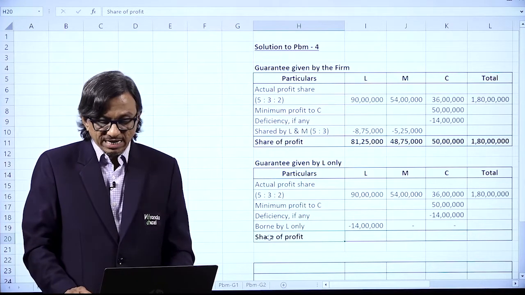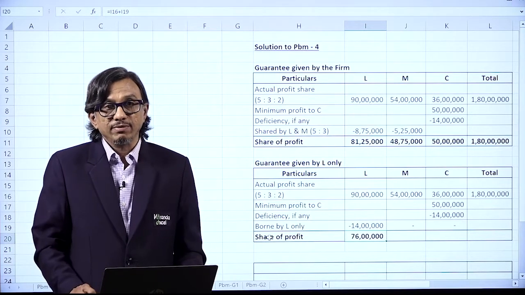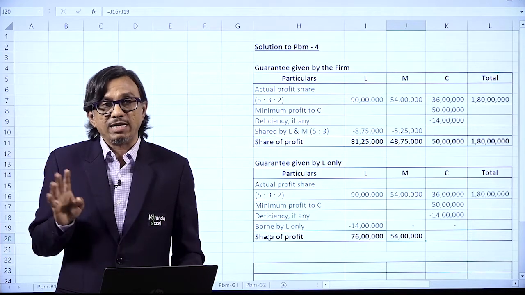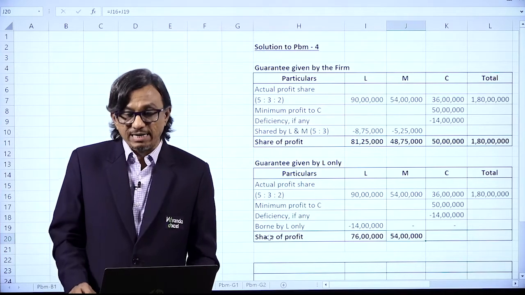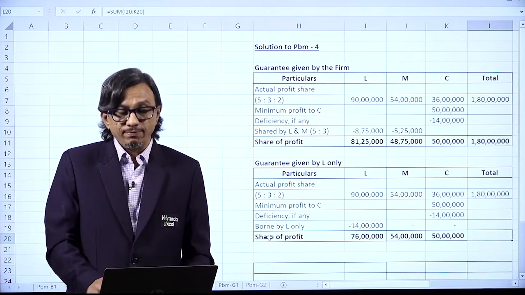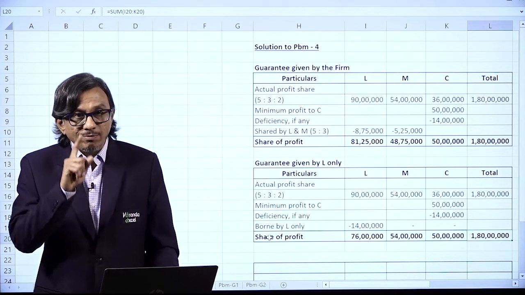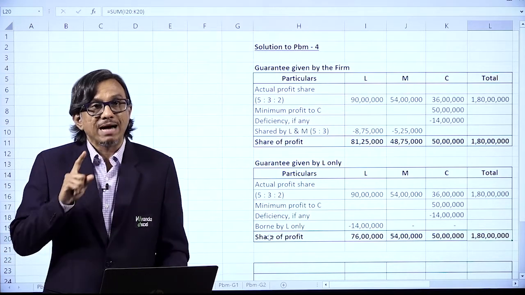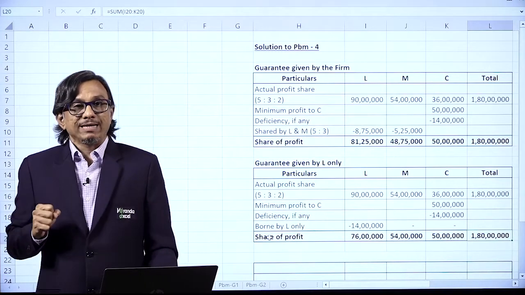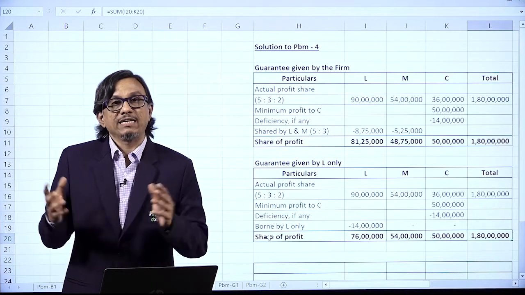What will be the profit share available to L? 90 minus 14, 76 lakhs. M will get the entire 54 lakhs because he doesn't agree to share the guarantee. C will get 50 lakhs, total 180 lakhs. So when only one partner has agreed to bear the deficiency, very simply you have to directly take it from that particular partner's share of profit and give it to the guaranteed partner.